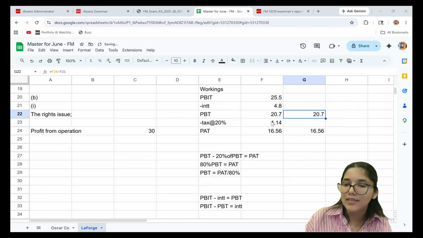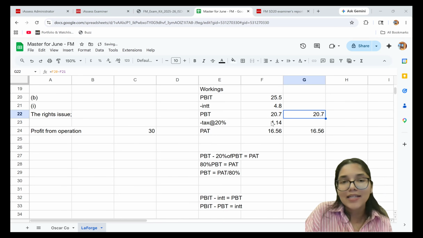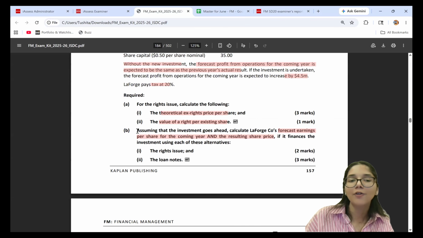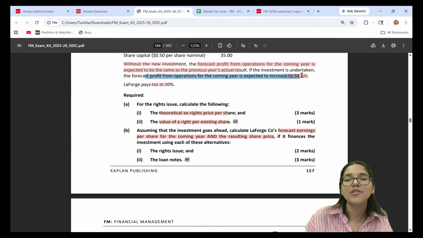Okay, I think I saw a similar doubt. Nikita had asked, why are we adding existing profit from operation when we are deciding upon which method of finance should be used? So exactly, Nikita, this is very similar to what Harkirat had also asked. If you read the question very properly once more, if you go back to the requirement, you have to assume that the investment goes ahead. So if the investment goes ahead, it does not matter whether you're going ahead with the rights issue or you're going ahead with loan notes. If the investment is undertaken, your profits from operations are going to increase by 4.5%. I did not say that. The question told me that. That is why we are adding this number.